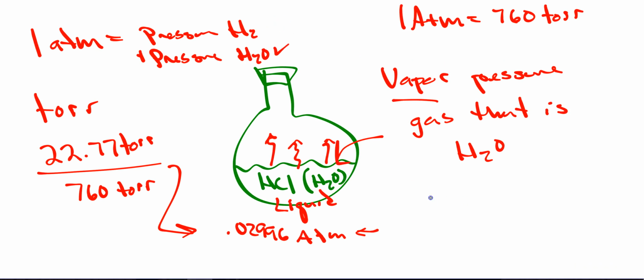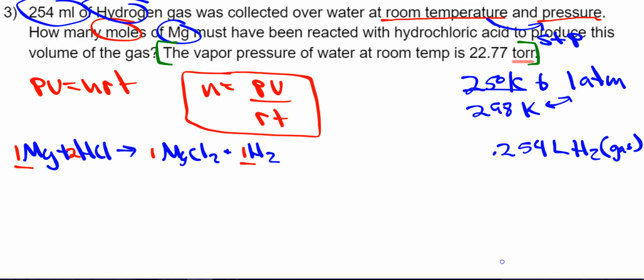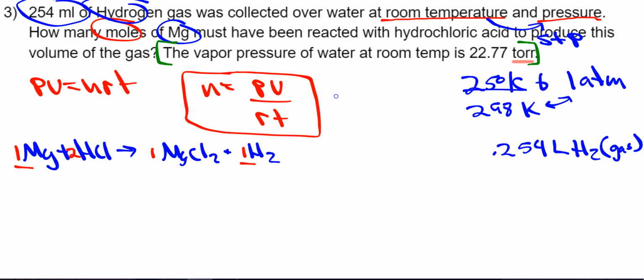So what I'm going to do is take 1 atm, which is my total, and subtract 0.02996. And then I get 0.97003. So we'll just call this 0.97 atm. And that is the pressure of just the H2. So now I'm going to come back. I already forgot that number, 0.97. And I'm ready to roll.